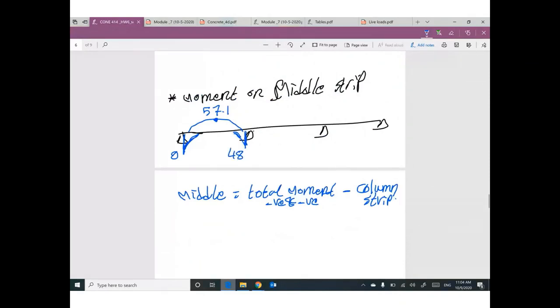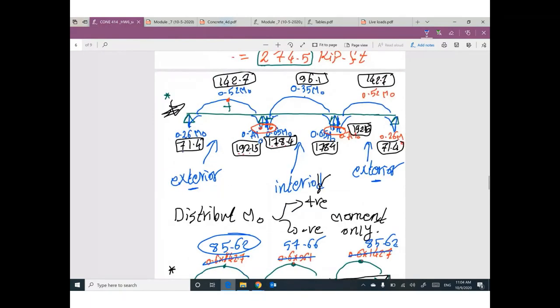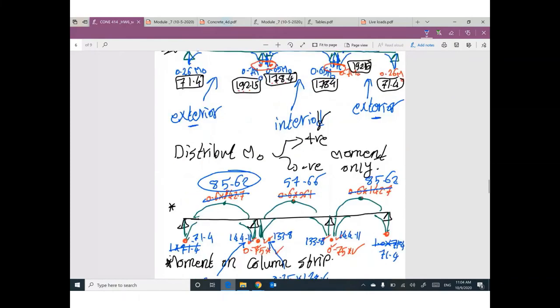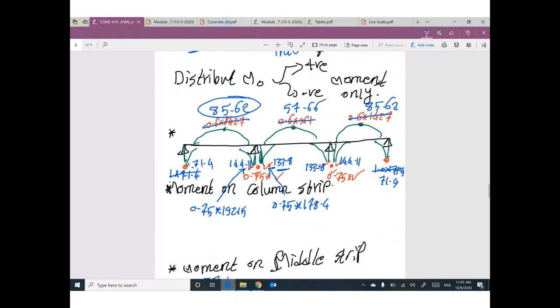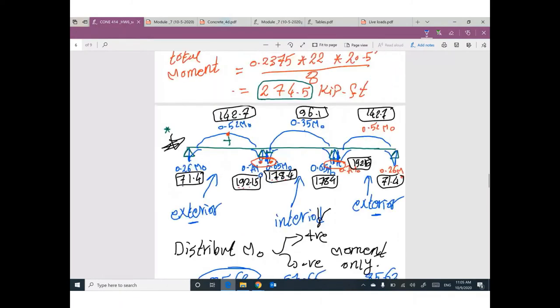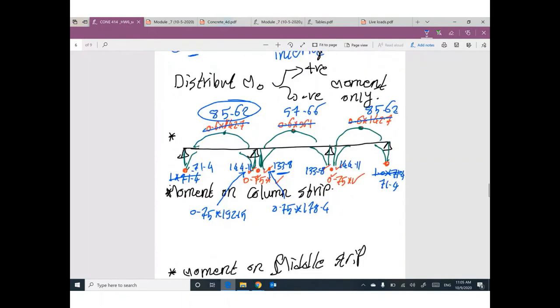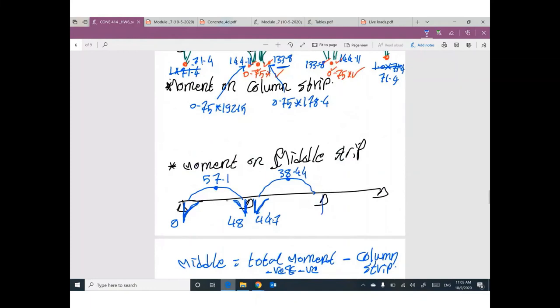What is the negative moment here? 178.5 minus 133.8 equals 44.7. And what is the positive moment here? 96.1 minus 57.66 equals 38.44. 0, 57.1, 48, 44.7. Here is the middle strip. Here is the column strip.